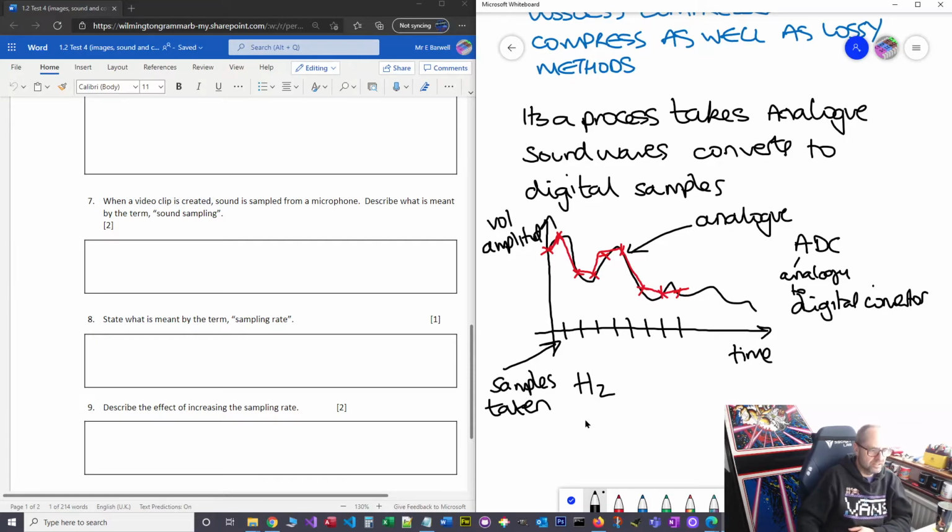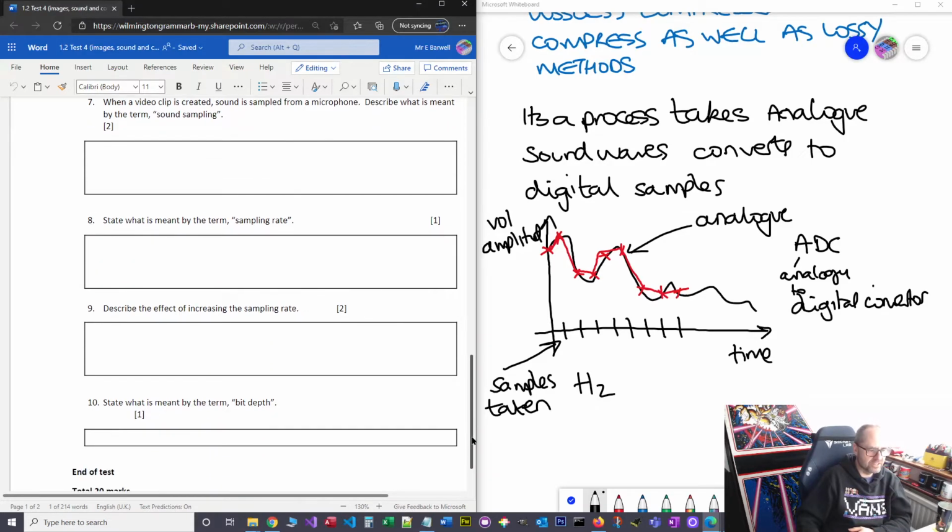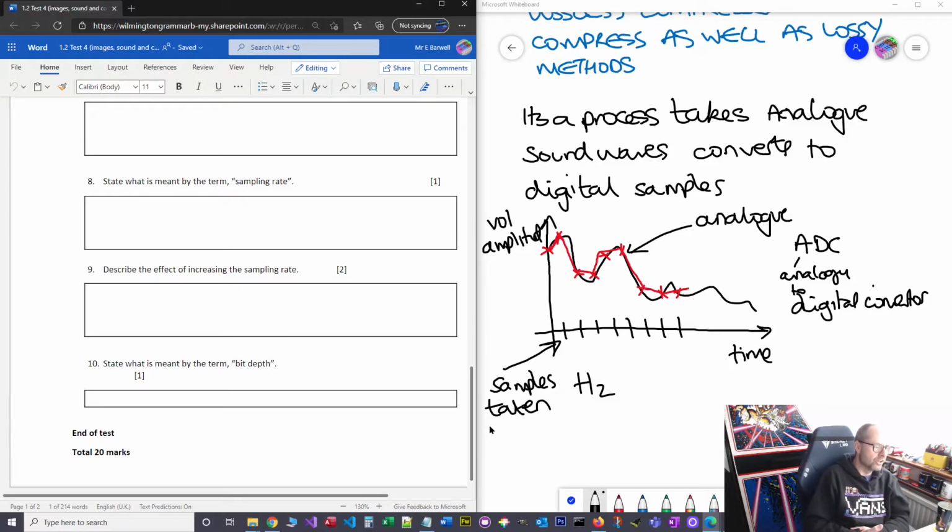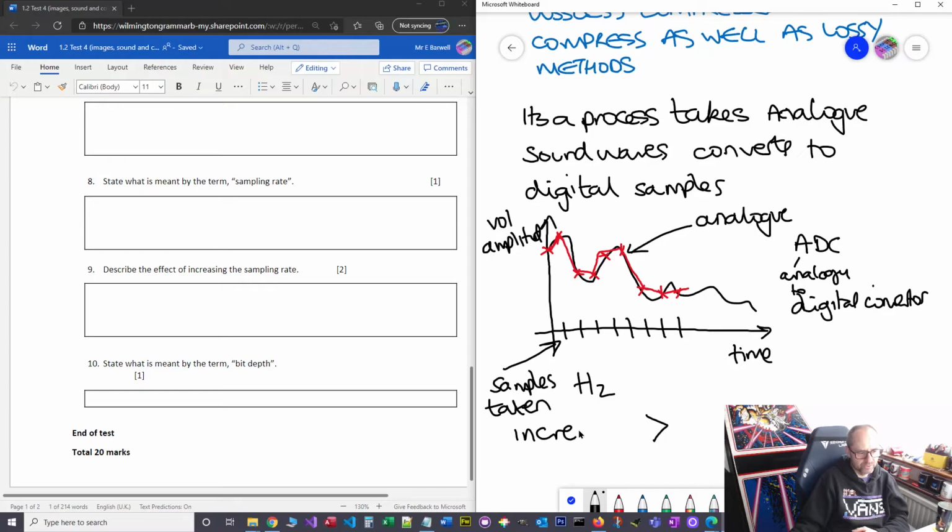Now, question 9 said describe the effect of increasing the sampling rate. What was really good is that quite a lot of people did get the 2 points and explained it. So every time we take a sample, we're recording a piece of information. The more samples we take, the more information that we're going to record about this sound. So an obvious consequence is the greater the samples, so if we increase the samples, we increase the file size.